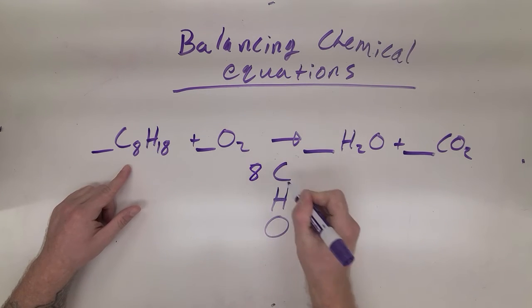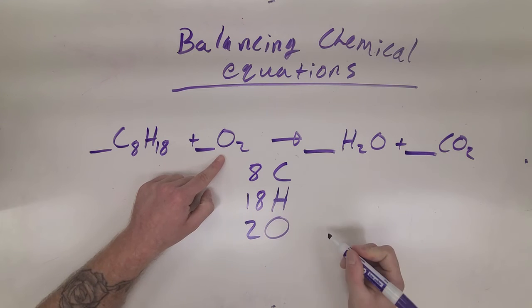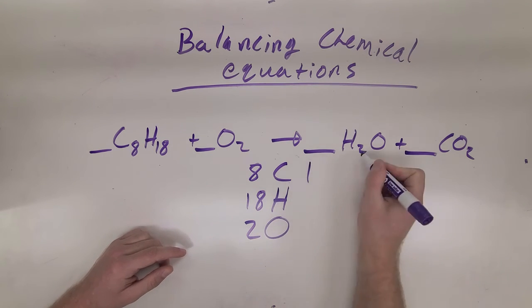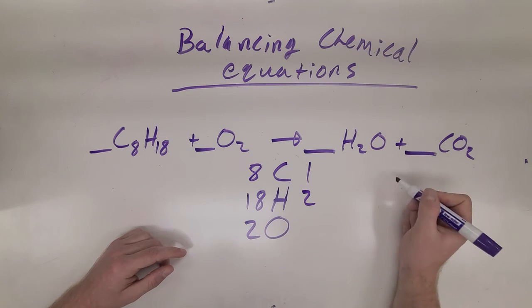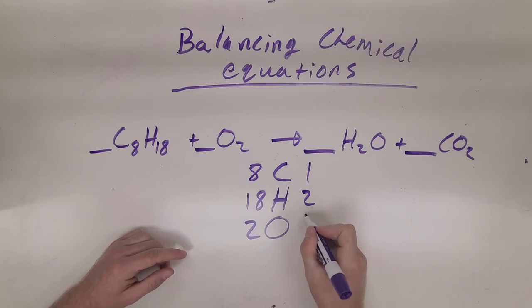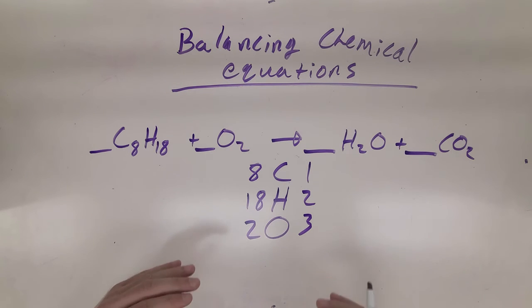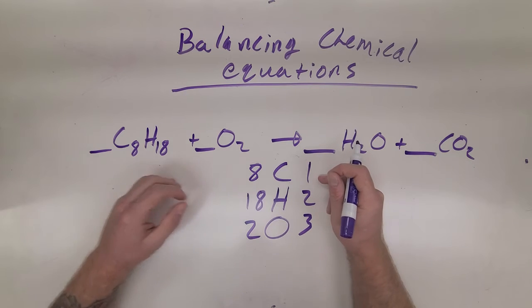We have 8, 18, and 2. Over here on the reactant side, we have 1, 2, and we have 3 oxygens in total. We are counting all the oxygens over here, so there's a total of 3 oxygens. So we're going to start off with the first one here. Start off with the first element that you see.